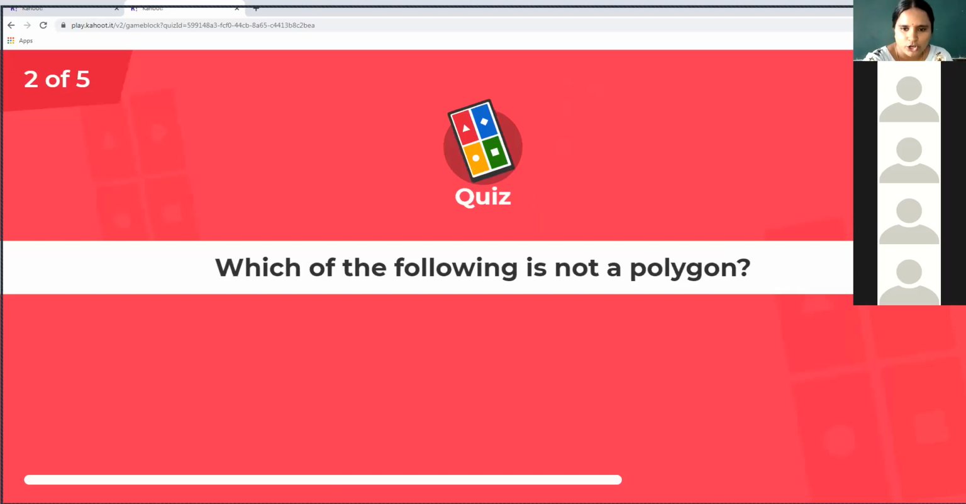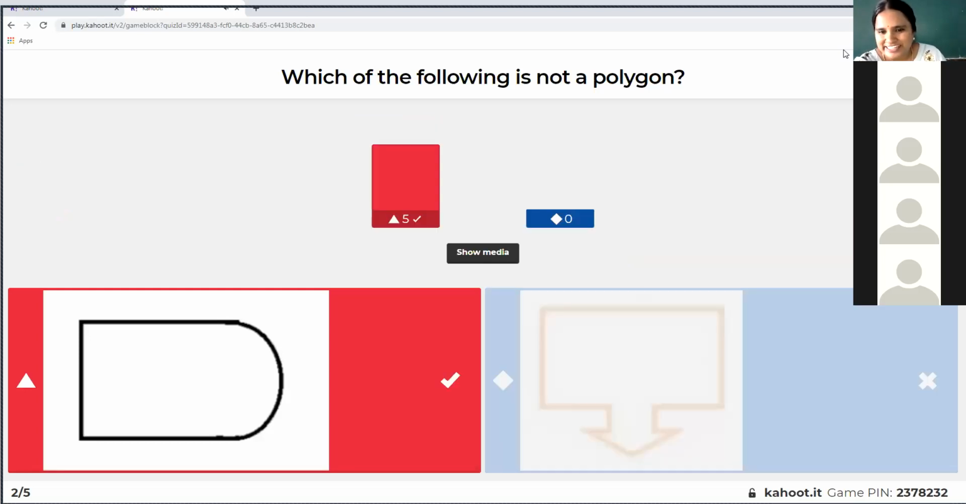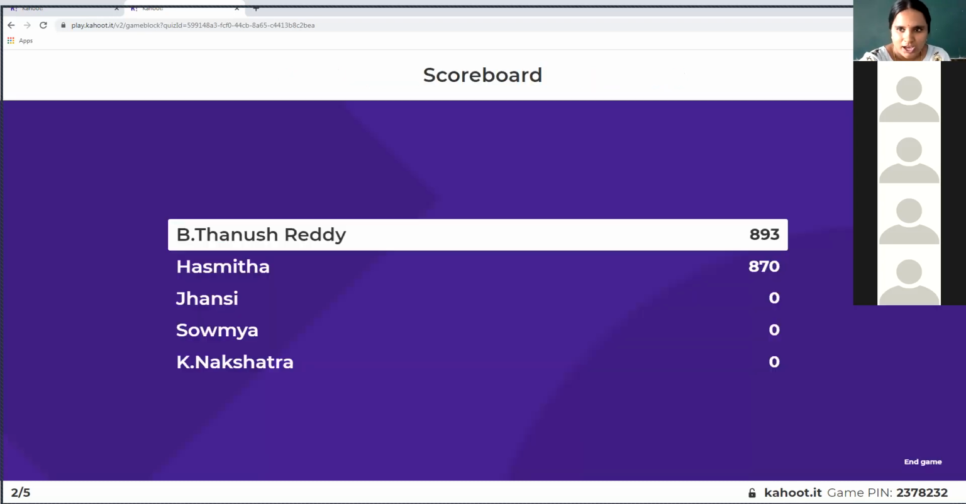Which of the following is not a polygon? 1 answer, 2 answers, 3, 4, and 5. Yes, 5 of them have given the correct answer. Very good, children. Next. Still, I could see Tanush on the scoreboard, on the top. So next is Hasmita. Well done, dear.